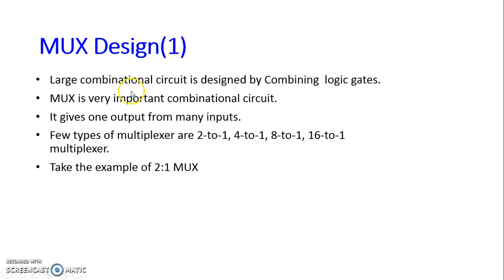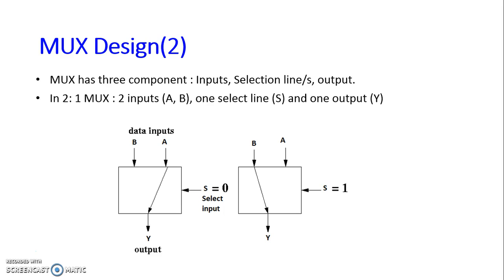Mux design. Mux is also a very important combinational circuitry. Mux gives one output from many inputs. That means it is the selection circuitry. We have to select the output for given many inputs. Here we have a few types of multiplexers like 2:1, 4:1, 8:1, 16:1. That means I have 2 inputs, 4 inputs, 8 inputs, 16 inputs, and out of that we have to select only one output. Now we will take the example of a simple 2:1 mux.